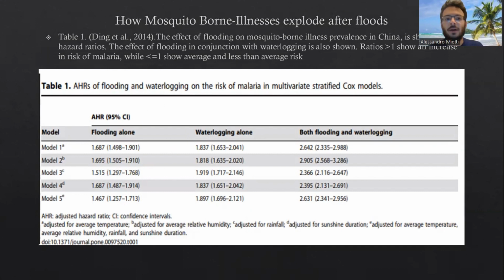This paper by Ding et al. shows that there is a risk of malaria with each of these factors, and we're going to go through them together. AHR is the average hazard ratio, which means the risk of something. When you have an average hazard ratio of 1 or less than 1, it's a normal or less than normal risk of whatever we're studying. And here we're studying the risk of contracting malaria. So anything higher than 1 means that there's a much higher risk of contracting malaria compared to the average.